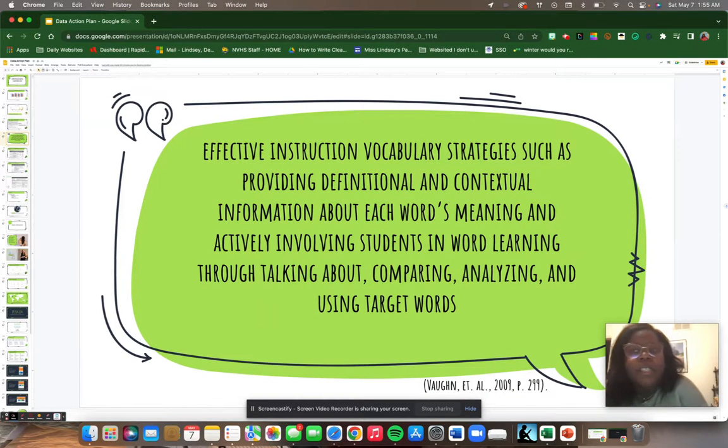So, if we were going to focus on comprehension, there's this quote that I came across: effective instruction vocabulary strategies, such as providing definitional and contextual information about each word's meaning, and actively involving students in word learning through talking about, comparing, analyzing, and using target words. So, basically, it's saying that in order to improve reading comprehension, you have to really go straight to the vocab and incorporate that into everyday content.